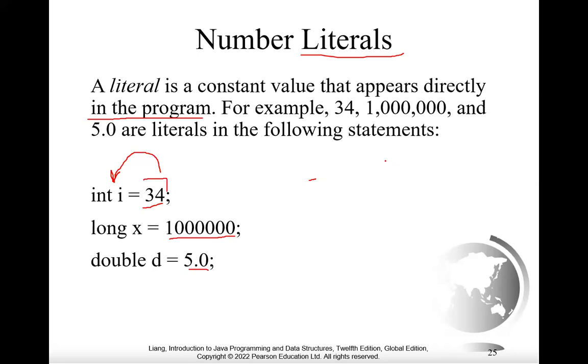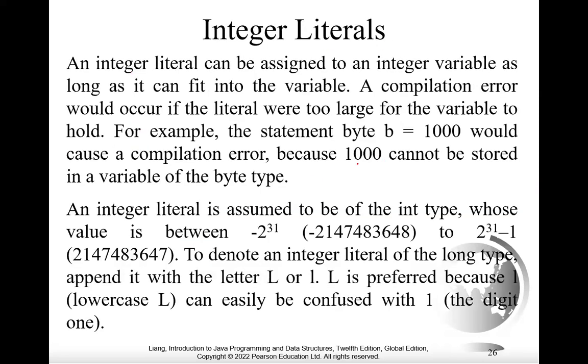If you try to say byte x is equal to 500, your code will not compile because 500 is larger than 127. So that is the meaning of this, as long as it can fit into that variable. A compilation error would occur if the literal were too large for the variable to hold. For example, if you try to do this, byte b is equal to 10,000 or 1,000.